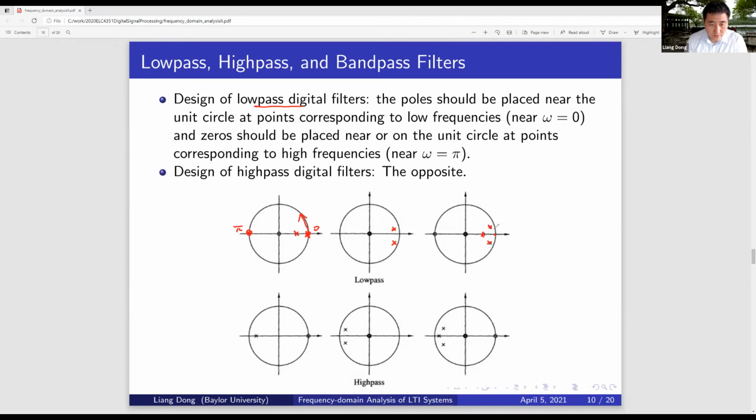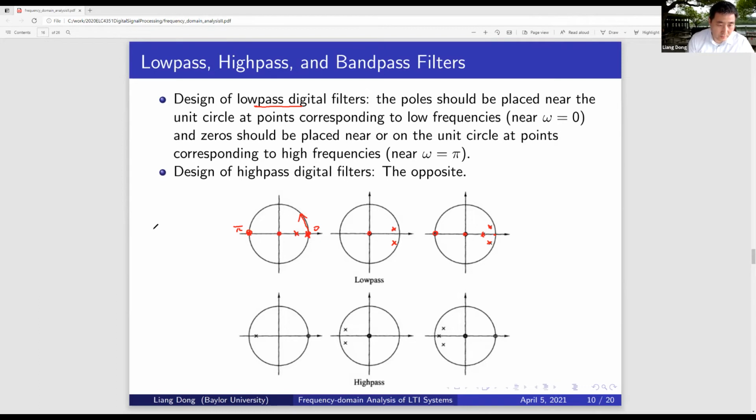Where do I put the zeros? In this case, you can put a zero at the origin. You can also put a zero close to, actually it's okay to put a zero exactly on the unit circle. So I'm putting one here, and now a zero at the origin.